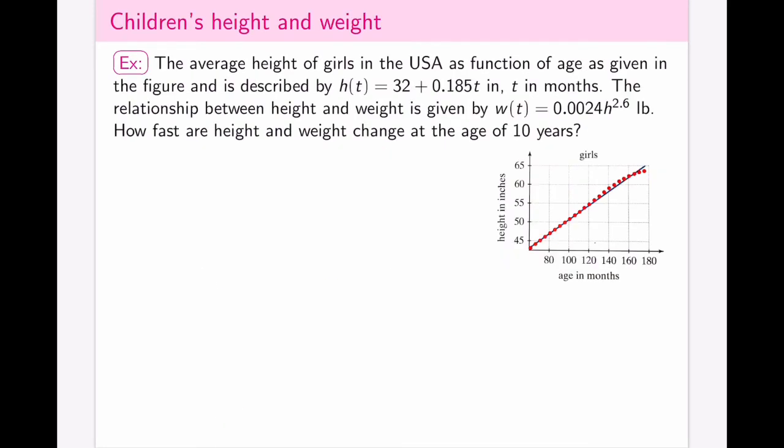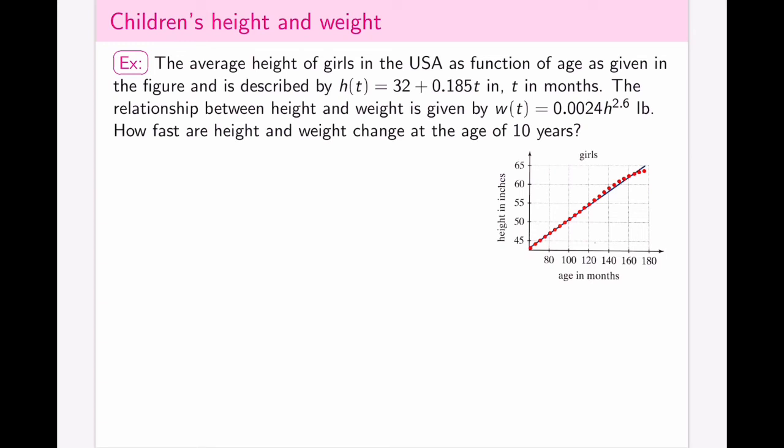Let's take a look at this next example of looking at the average height of girls in the United States of America. It is given to us as a function of age in months by the data in this graph. So the red points are the actual data, and we can see that they can be represented fairly well with this linear function that is in blue, given by this particular formula. Notice that the age here is in months. So for example, at 120, we're actually at 10 years, not 120 years.